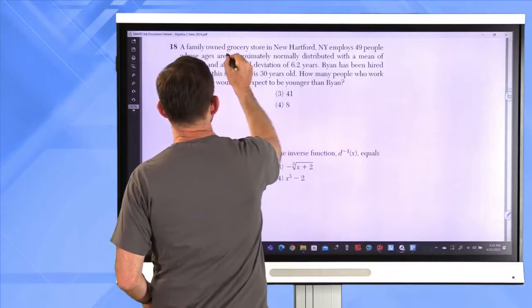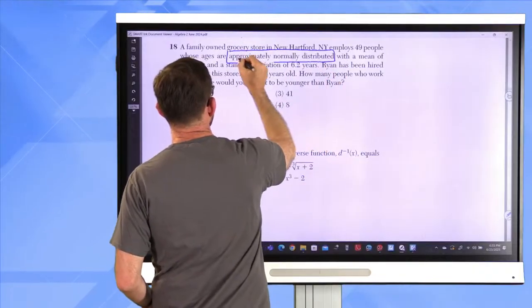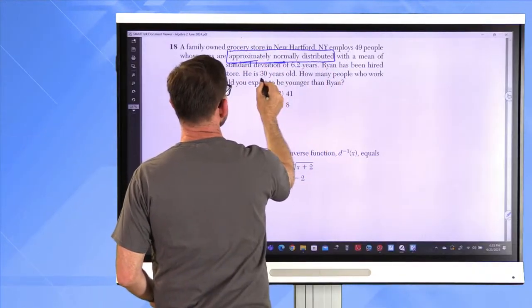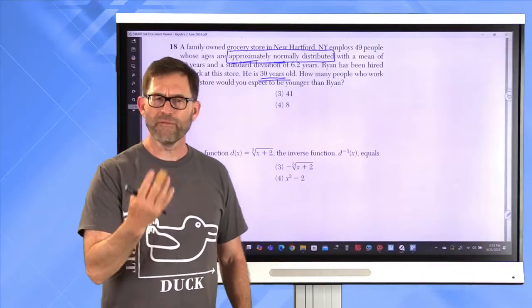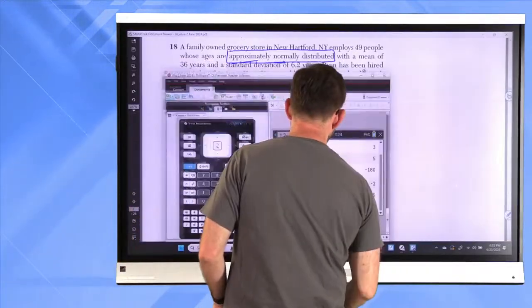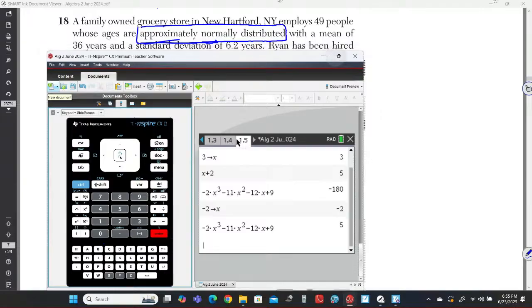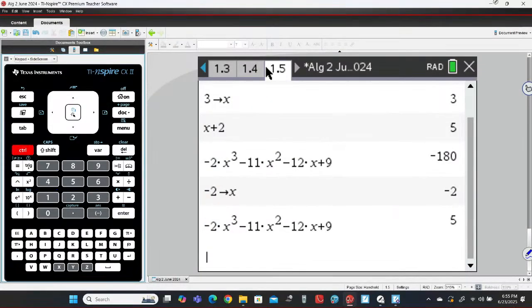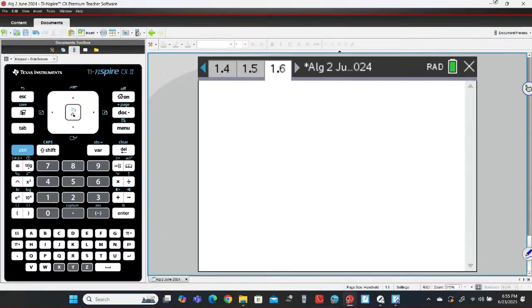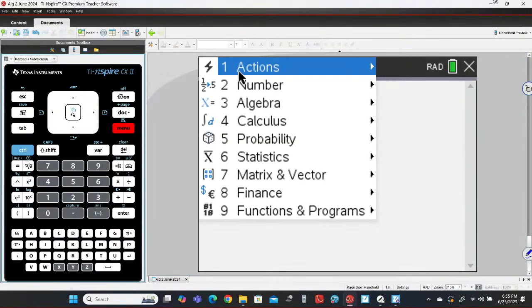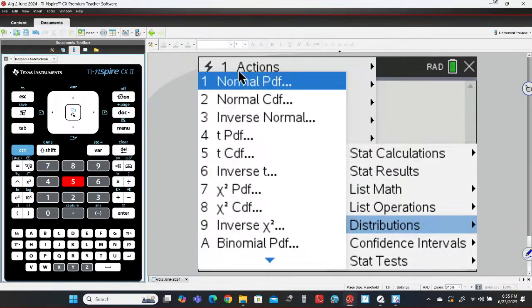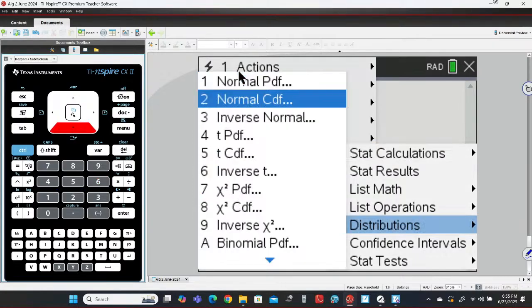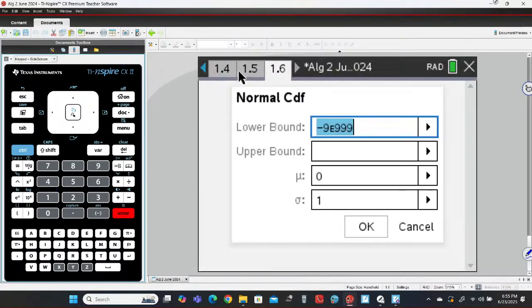It tells us that the thing is approximately normally distributed, all right? And Ryan is 30 years old, right? Now I want to know how many people are younger than Ryan. So my first instinct on this problem was to take a look. I'm going to put a new page in just so that we don't have to deal with all that stuff, all right? So I'd go into menu. I'm going to go down to statistics, number 6. I'm going to go into distributions, number 5. And I want the normal CDF. That's the normal distribution curve that accumulates.